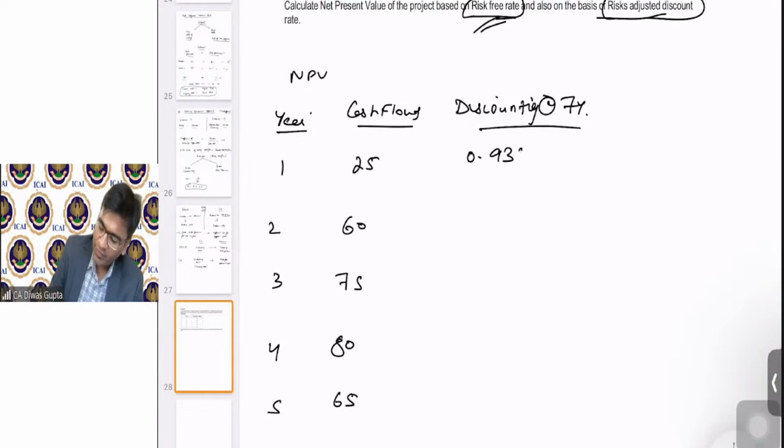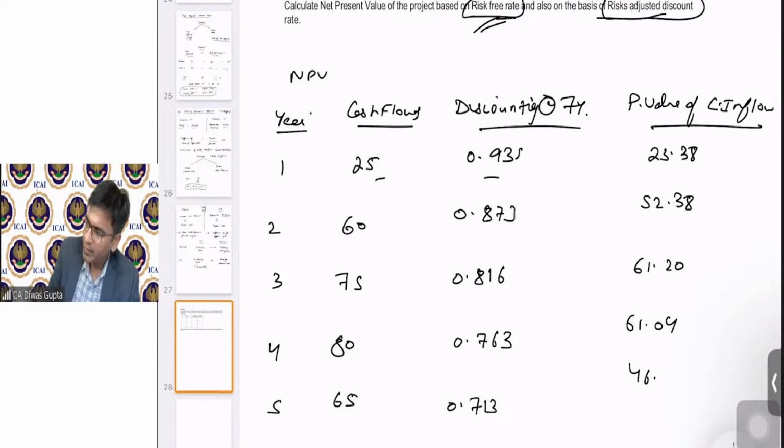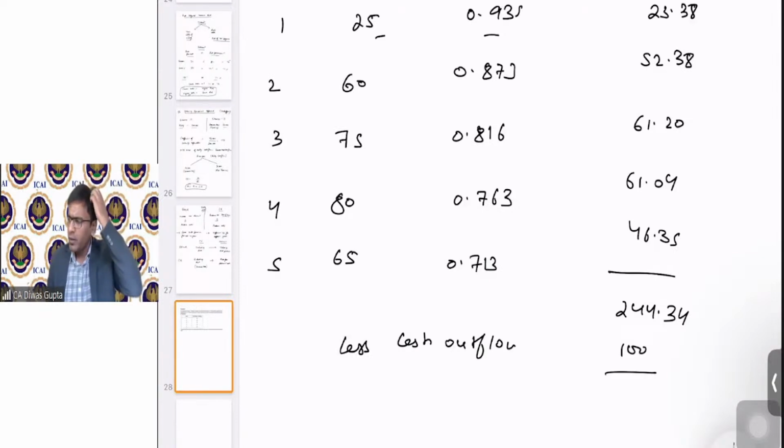So the factors are 0.935, 0.873, 0.816, 0.763, 0.713. So the present value of cash inflows will be how much? Multiply, we get 23.38, 52.38, 61.20, 61.04, 46.35. The total is 244.34, and we will reduce the initial cash outflow, which was 100 lakhs, which is 1 crore, which gives 144.34.